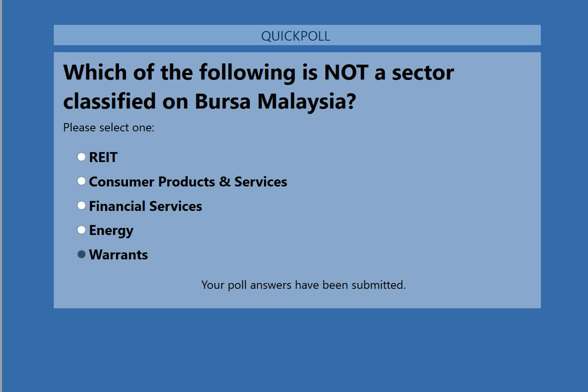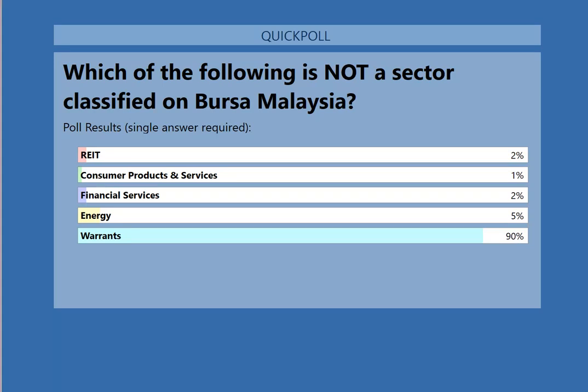All right, 70% of you have voted. Let's close the poll and share the results. Did we get 100%? No, we don't get 100%. 2% picked REIT, 1% picked consumer product services, 2% picked financial services, 5% picked energy, and 20% picked warrants. So what is the answer, Pauline?